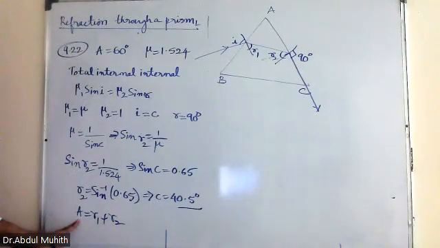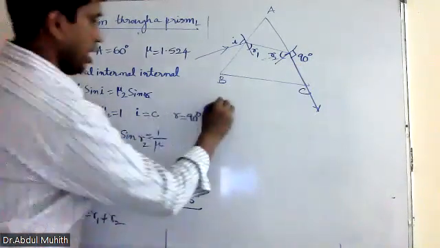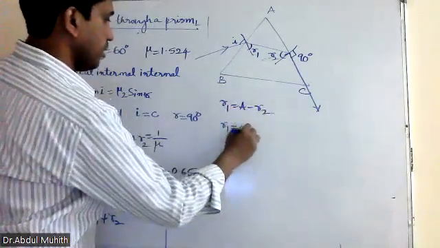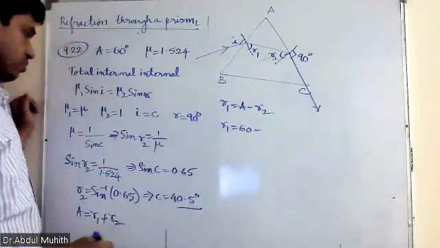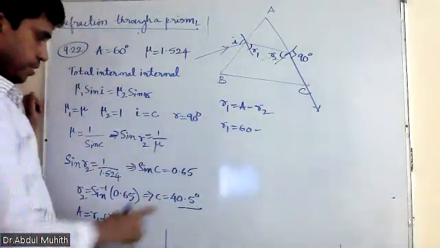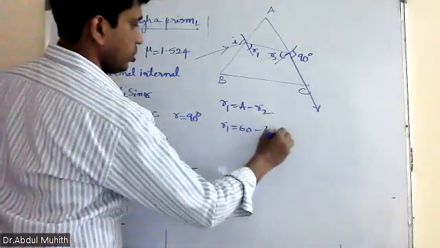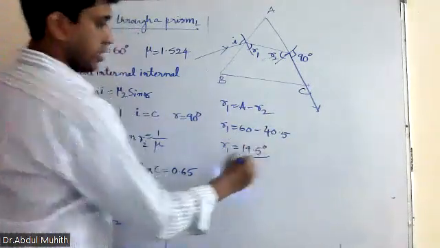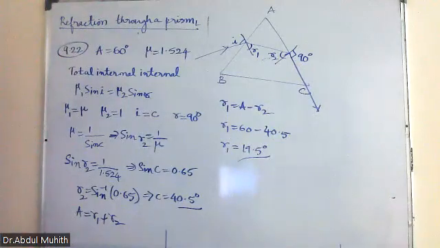Now we got the R2 value. So R1 is equal to how much? A minus R2. R1 is equal to 60 minus R2. What is R2 now? The R2 value is 40.5. So then the answer will be how much? The R1 value will be 19.5 degrees. So this is the angle of incidence. Is that clear?